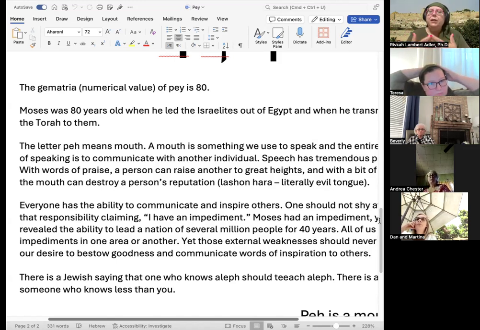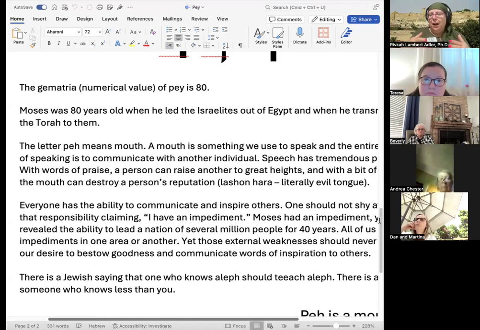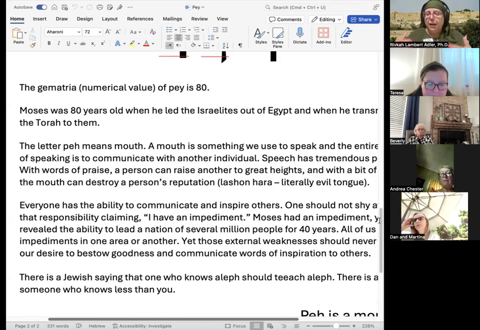But even despite his speech impediment, he had a tremendous impact, obviously, on millions of people for the next 40 years of his life. And the teaching idea is that all of us have impediments. There are things that we have strengths about and things that we have weaknesses about, but those weaknesses should never be something that keeps us from doing good, from inspiring others, from sharing what we know.